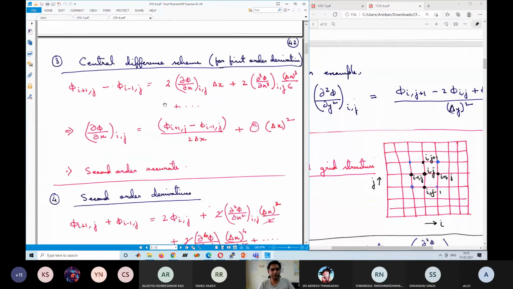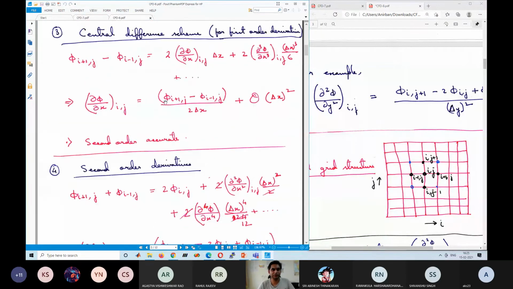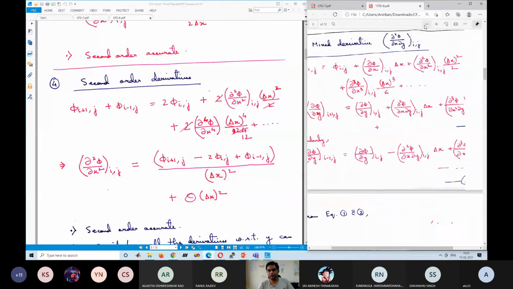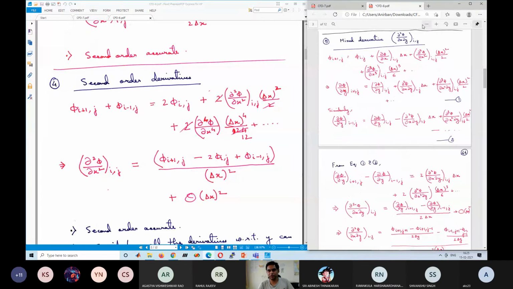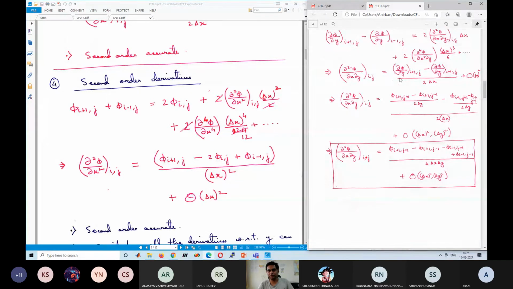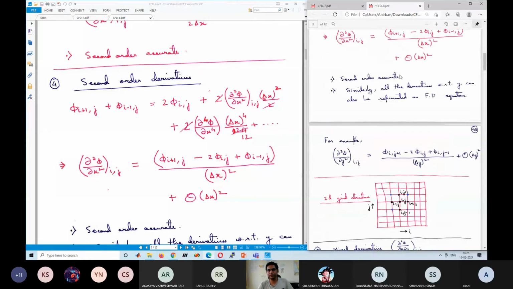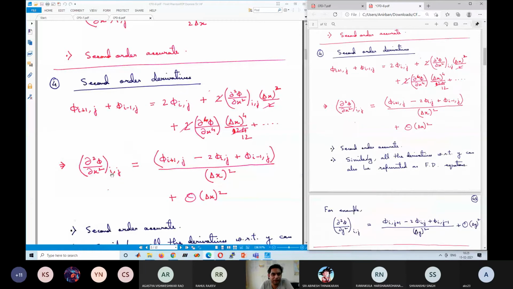I will give you one example. I will just state the example; it is up to you to derive. Second order derivative. Let me keep it open here, so that you can locate. Not the mixed one, the second order derivative. Del square phi del x square at I comma j is phi I plus 1 comma j minus 2 phi ij plus phi I minus 1 comma j, divided by delta x square, into order of delta x square. Second order accurate.